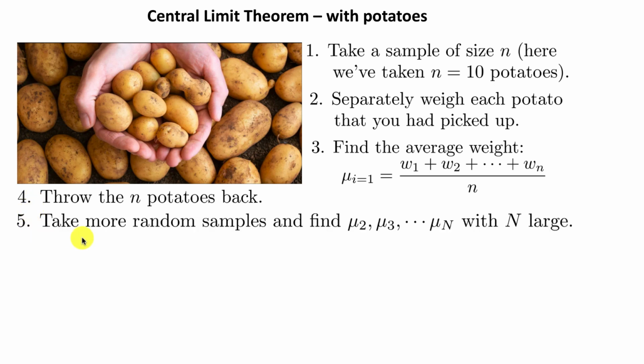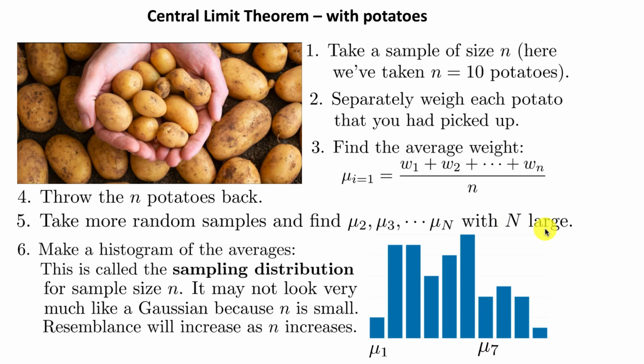Then take more random samples, do the second sample, the third sample, and the Nth sample, and here this is a capital N. We can, of course, make N large. Thereafter, you can make a histogram of the averages. This is what is called the sampling distribution for sample size n. So, over here, the first sample that you took, the average weight of potatoes was this, the second was this, and so forth. Here's the seventh.